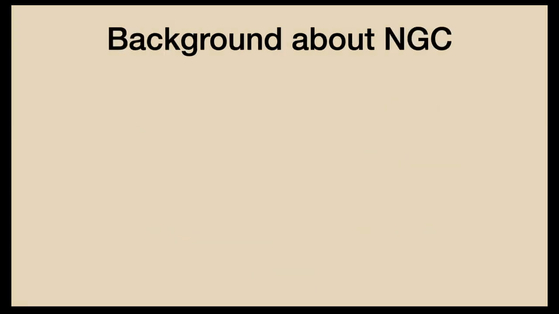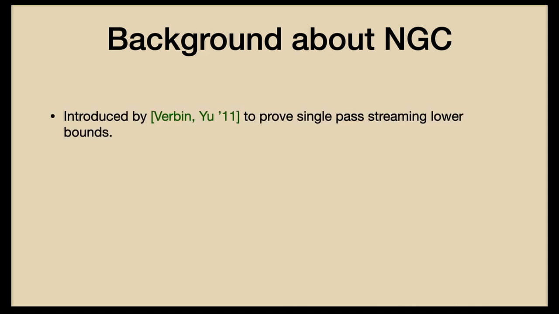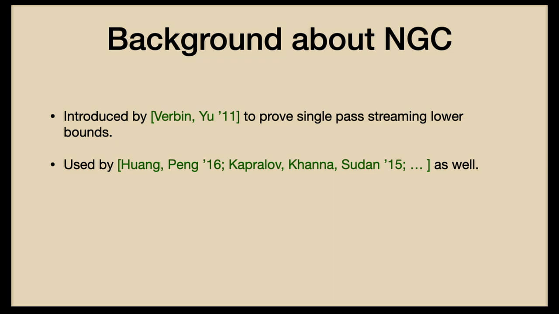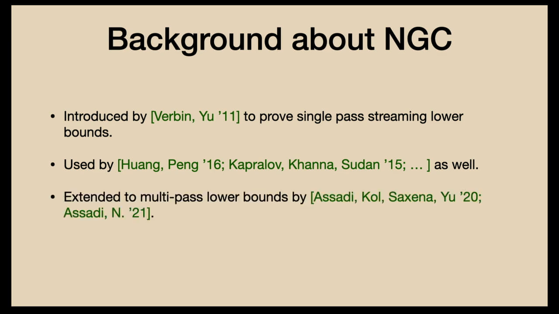All right? So next, I want to talk about some history about NGC. It was introduced by Verbin and Yu in 2011 to prove single pass streaming lower bounds in the adversarial setting. Right? And after that, a lot of results, not just these two, not just Huang and Peng, which I mentioned earlier, but Kapralov, Kanna, and Susan, and a lot of other works also use NGC, or gap cycle counting problems, to prove streaming lower bounds. And this was also extended to multi-pass lower bounds by Asadi, Cole, Saxena, and Yu, and Asadi N in 21. Okay. So the main thing is NGC is very versatile because you get lower bounds for a lot of other problems. There are a lot of reductions and so on.